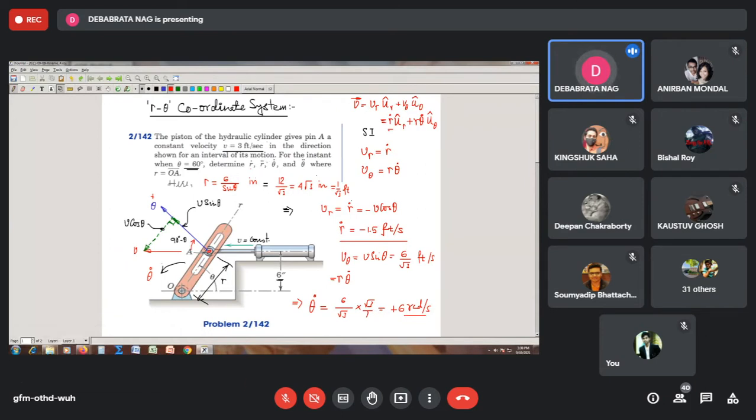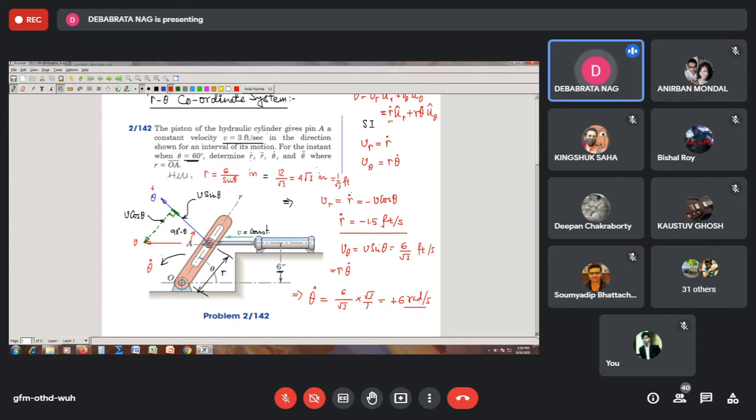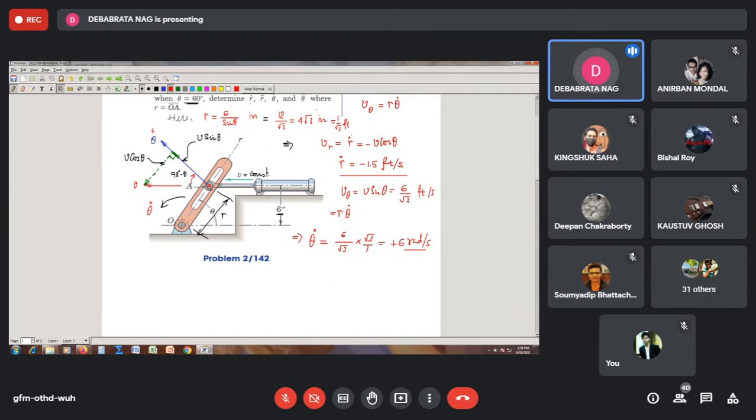Now for the second case, r double dot and theta double dot, it is pretty simple that we need to do the acceleration analysis of the system. Since the total velocity of this pin is given to be constant, it is given with a constant velocity. So your pin will continuously move in this direction with that 12 feet per second velocity.